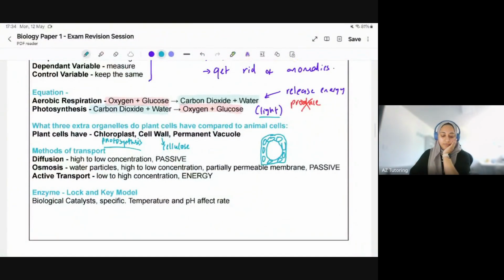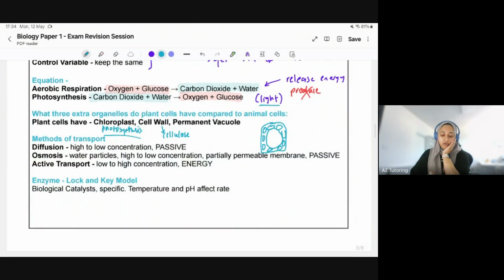Okay, methods of transport. So make sure you know what diffusion, osmosis, and active transport is. I'd say the most important one for GCSE is diffusion. It's movement of particles from a high concentration to a low concentration, and it's passive, which means no energy. Sometimes you'll just say it moves down a concentration gradient. You might also see that as well.